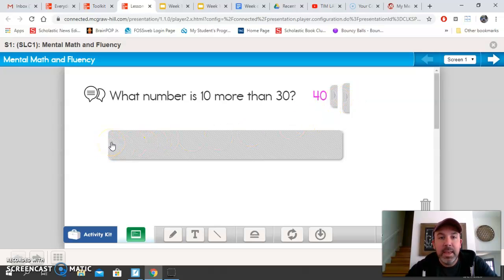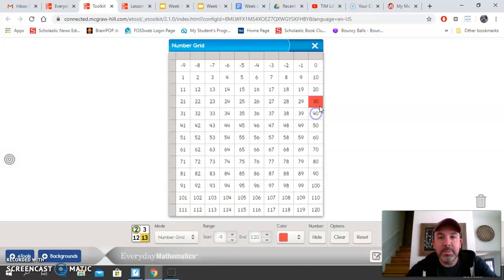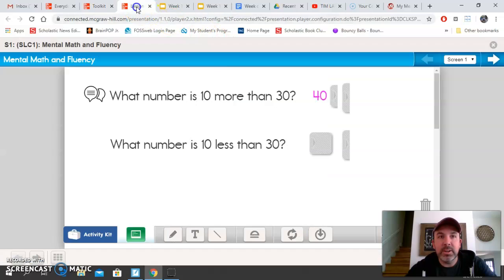Okay, we're going to do the next one together. I'll show you how. And then I'm going to let you guys try the others on your own. So what number is 10 less than 30? Let's come back to our number grid here. Find the number 30. If 10 more is 40, we should know that 10 less is the number right above it. 10 less is 20. Let's come and check our answer. Ding, ding, ding. Great job.